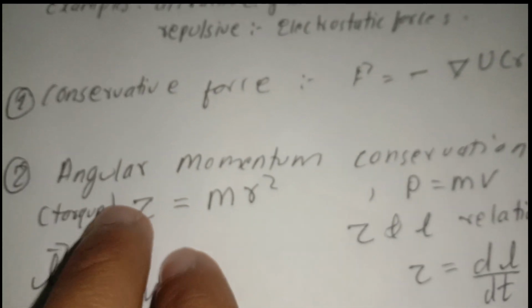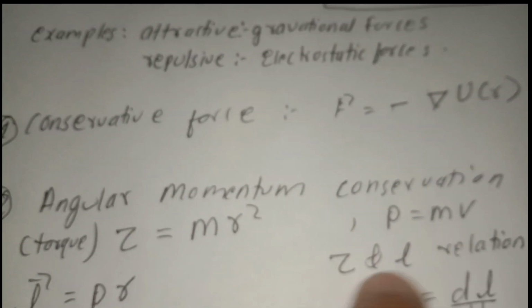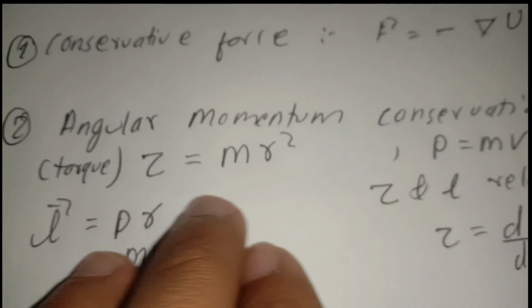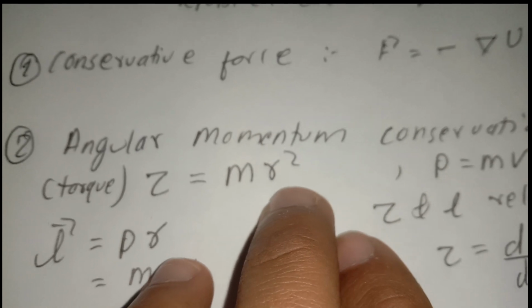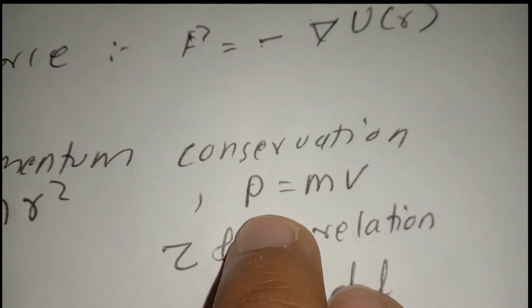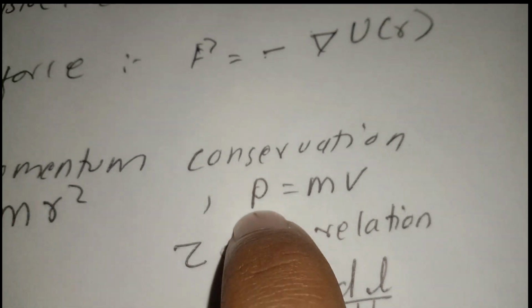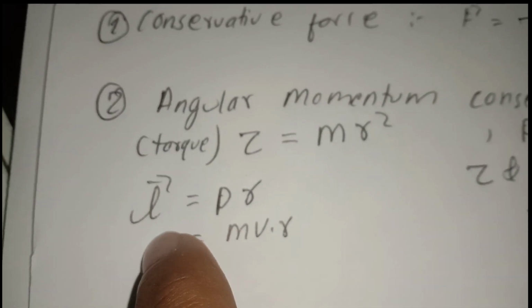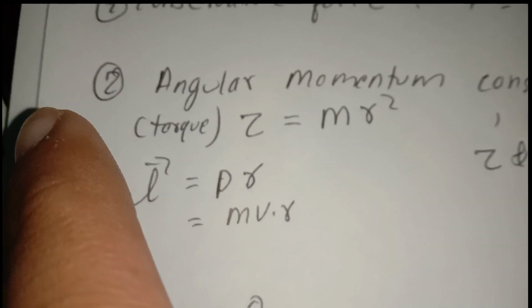Next key point is that angular momentum is conserved. Before that, I assume that we all know what torque is. Torque is equal to mass into the radius square. Before that we need to know about linear momentum. Linear momentum is denoted by this, and its formula is mass into velocity. So now this is angular momentum.